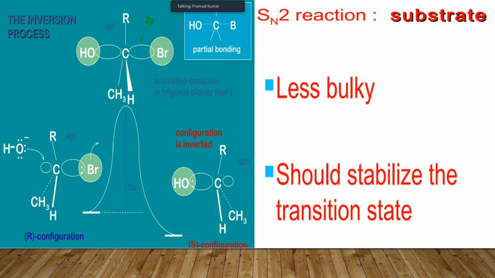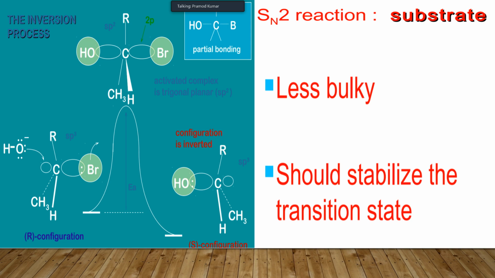Once this stage is attained, the leaving group is lost and your nucleophile gets attached, and thus you get a configuration which is exactly inverted to that of your starting material. So inversion of configuration takes place. If the starting material has one configuration, the product will be of the exact opposite configuration. This is the peculiarity of your SN2 reaction.